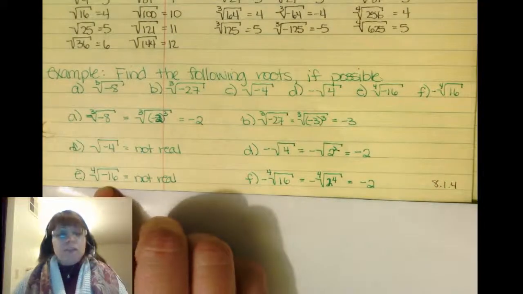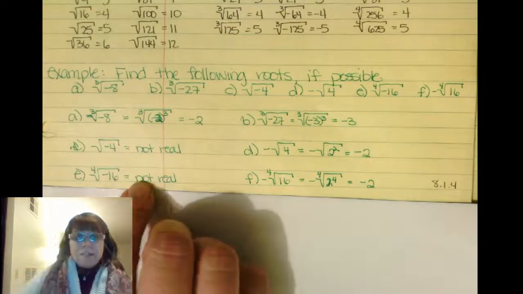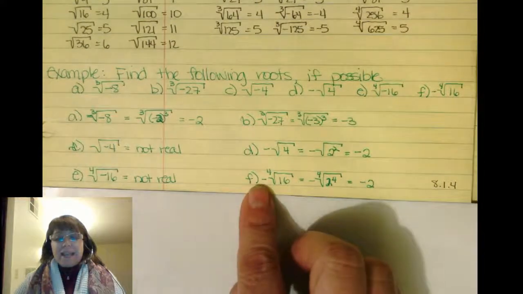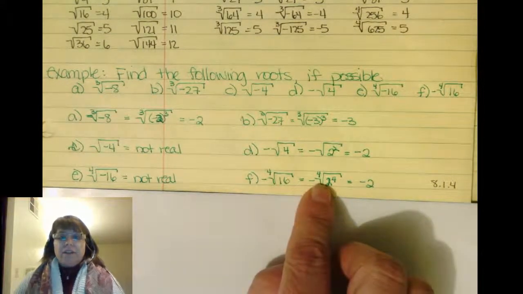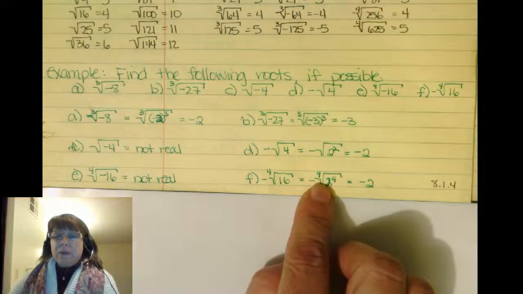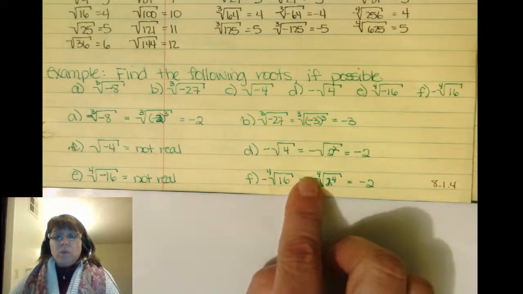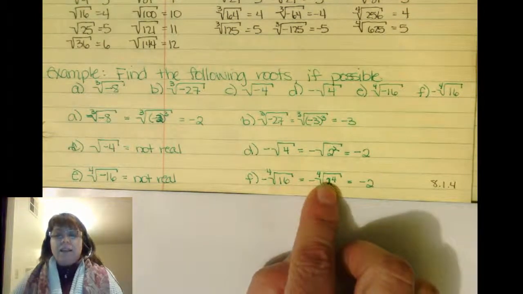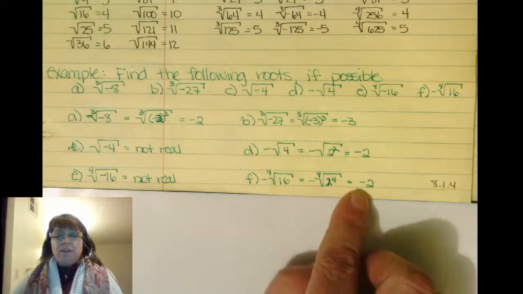The negative was hanging out front. For e, the fourth root of -16 is not real because it is an even root, but I can do the negative of the fourth root of 16. The negative fourth root of 16 can be written as the negative fourth root of 2 to the fourth. The fourth root and the fourth power cancel each other out, leaving me a 2, but it is the negative of 2, giving me -2.